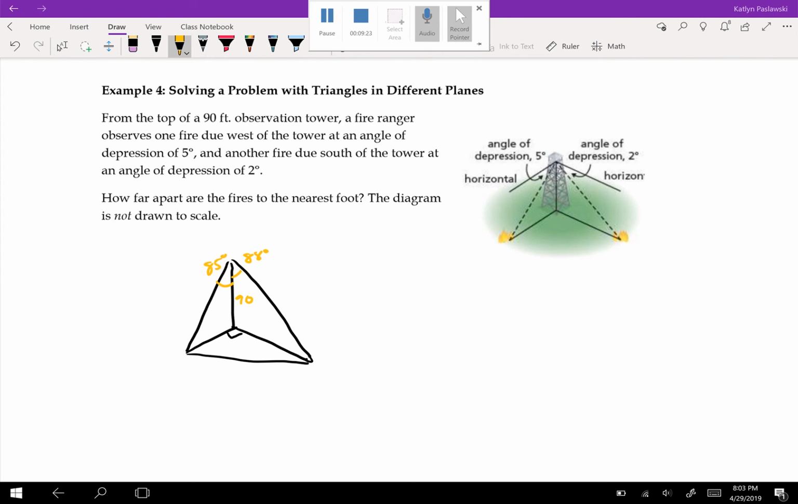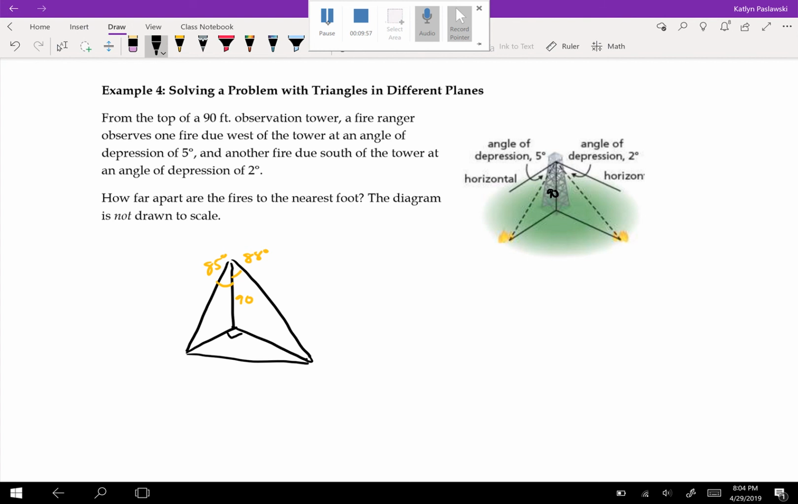Here's our last example, solving a problem with triangles in different planes. So here I am looking from the top of a 90-foot observation tower. So it gives me the tower has a height of 90 feet. A fire ranger observes one fire due west. So we have one fire that is west and an angle of depression of 5 degrees. Notice how the angle of depression isn't the actual degrees inside the right angle. And another one that has an angle of depression of 2 degrees. How far apart are the fires to the nearest foot?